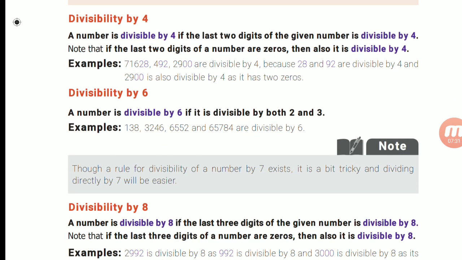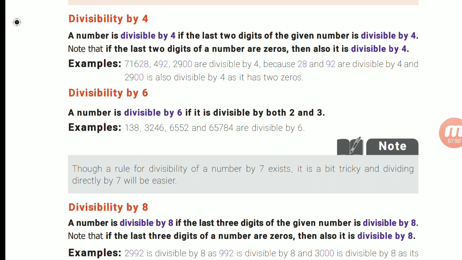Then divisibility by 6. If a number is divisible by both 2 and 3, it is also divisible by 6. Okay, what is the rule for 2? The number should end with 0, 2, 4, 6, 8. What is the rule for divisibility by 3? The total value should be divisible by 3.